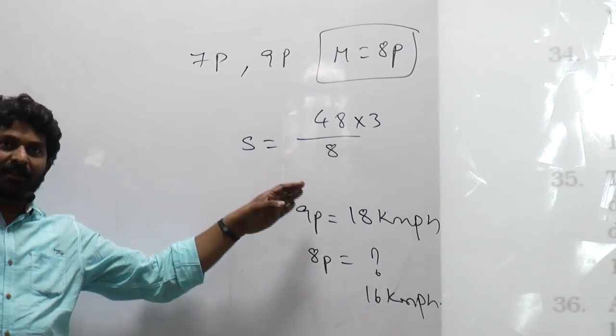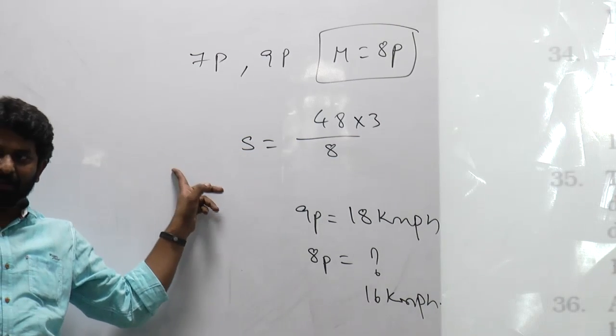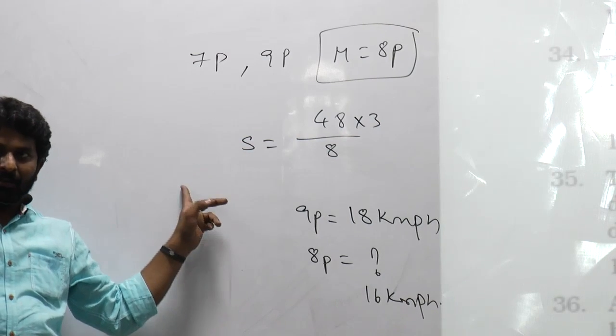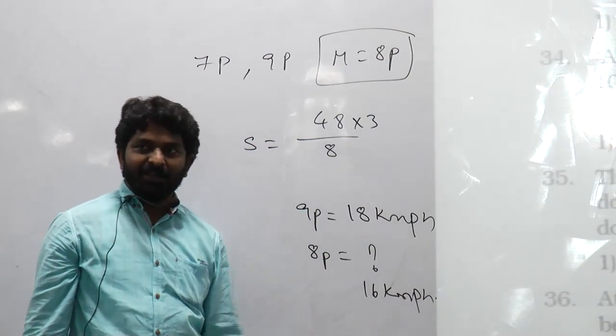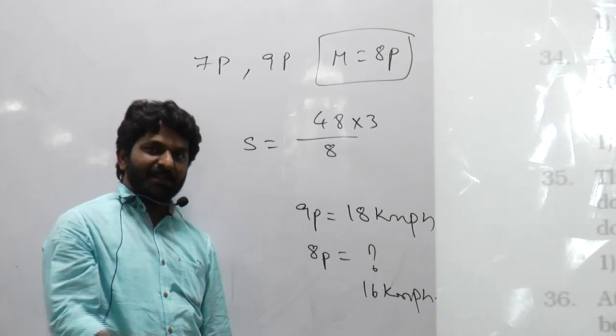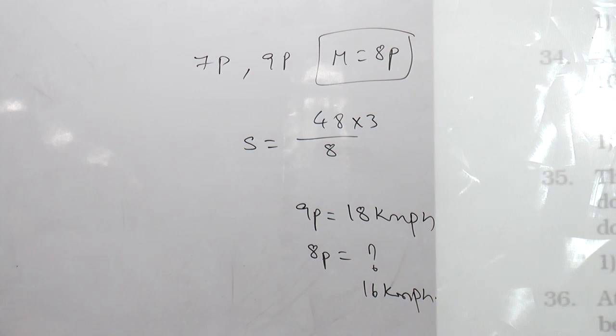If you know the structure, in 160 minutes it will cover 48, which is 30% of 160. You need to measure speed in kilometer per hour. Hour in the sense 60 minutes. In 60 minutes, it will cover 30% of 60, which is 18. Next.